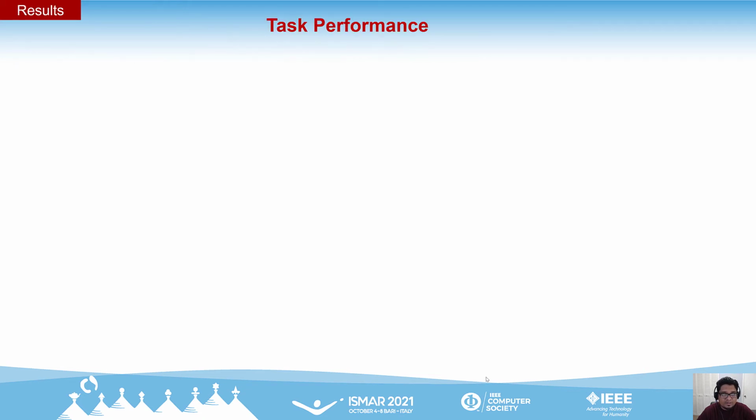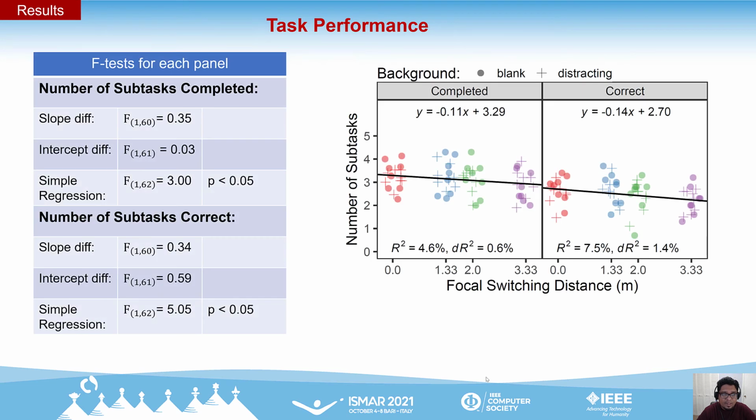Now let's look at our results, starting with the task performance. Here is the table and the graph for our task performance result. Let's look at the graph first. Here the x-axis shows the focal switching distance in meters, and the y-axis shows the number of subtasks. We have 2 panels, one for completed and another for correct. You can see 4 different colors for the 4 levels of focal switching distance, and the shape indicates whether the background is blank or distracting. The table shows their F values.